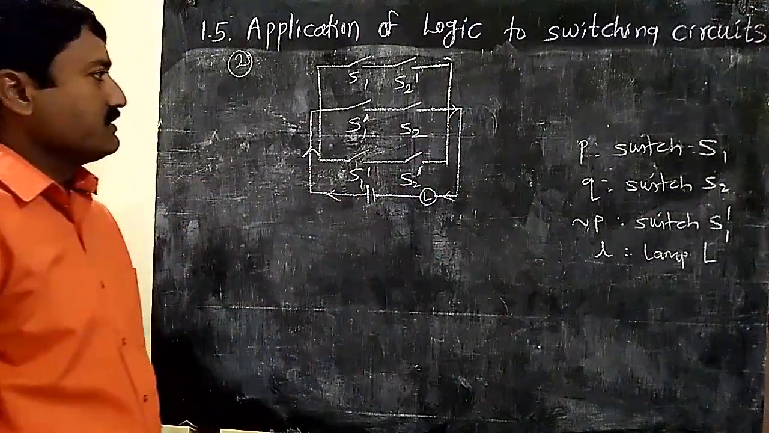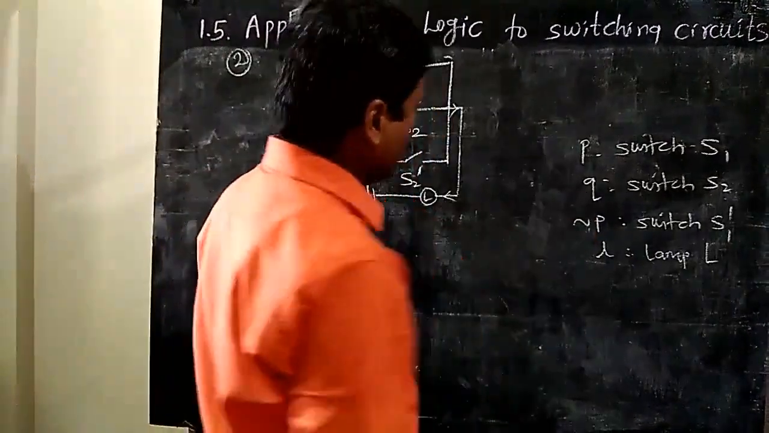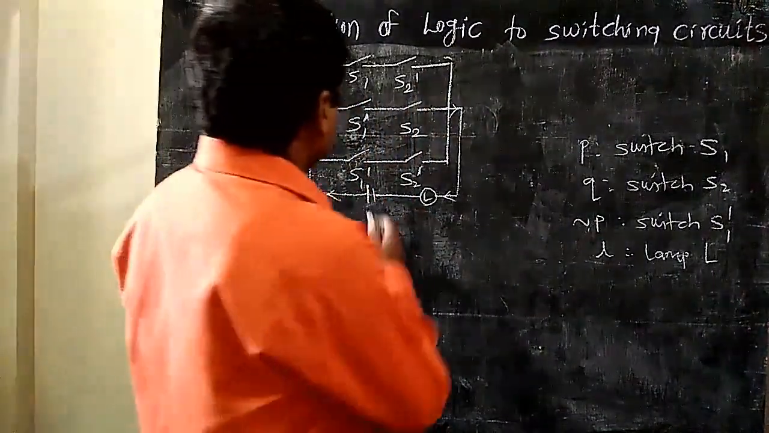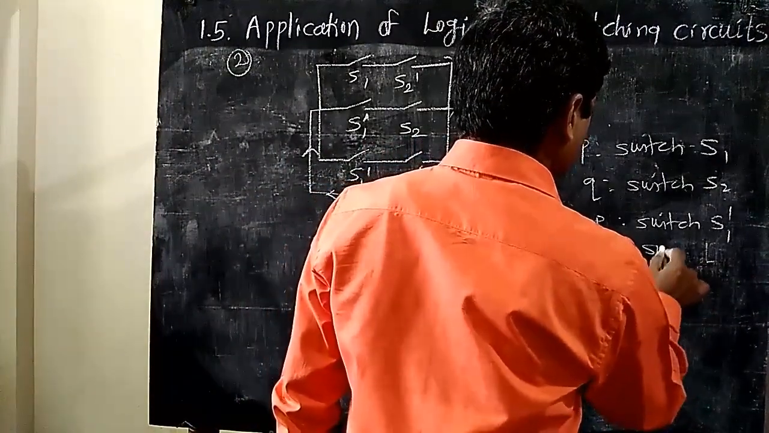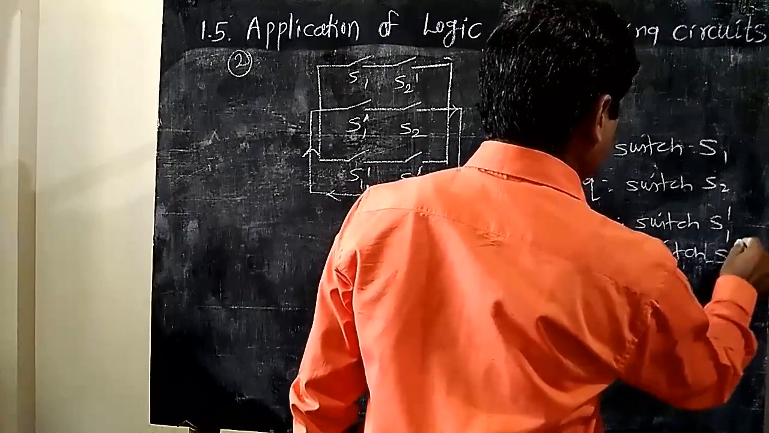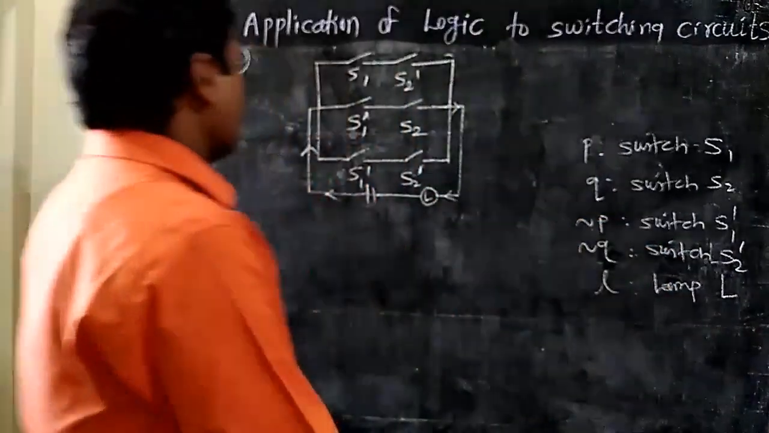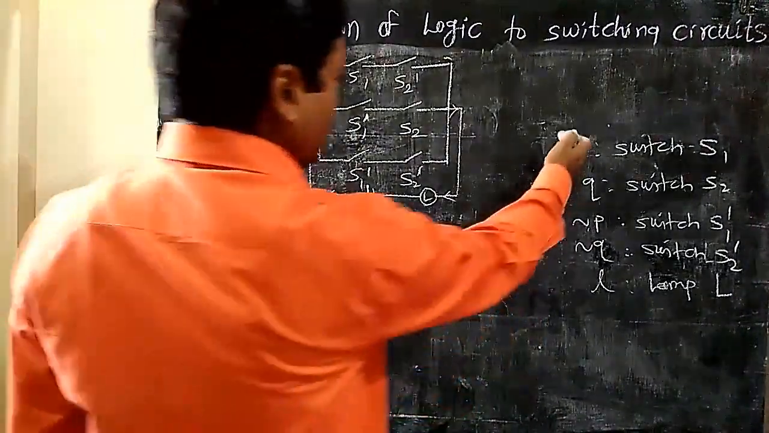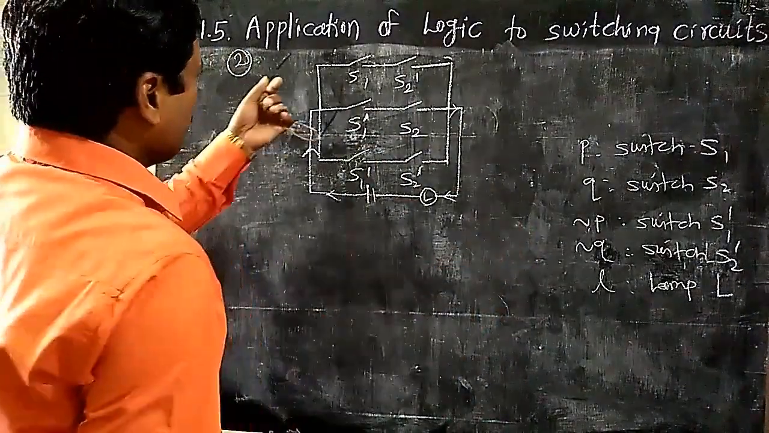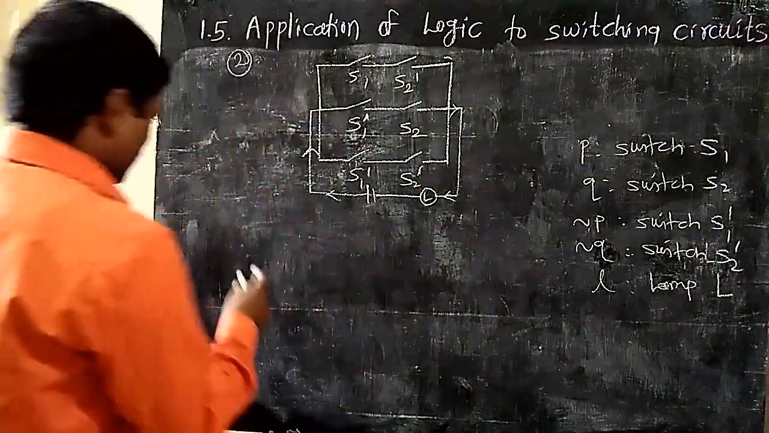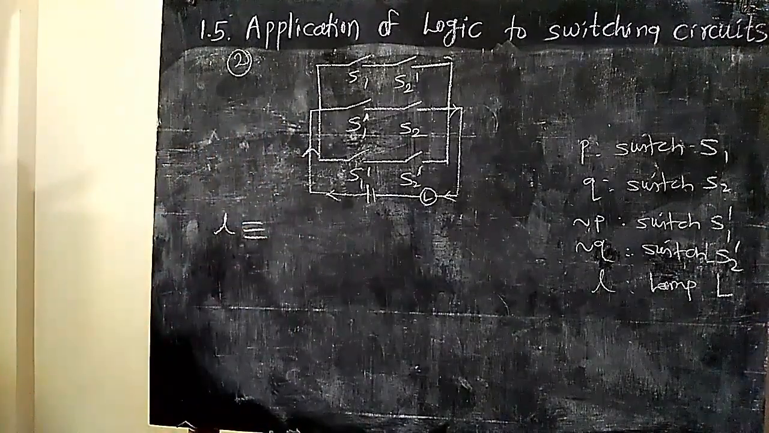This switching circuit is given. You have to simplify this. For that, once again, only two switches are there. The dashes are there also. So initially we have to write these statements or symbols for these switches. Then using these symbols we can represent this circuit as L. Let us try to simplify this.